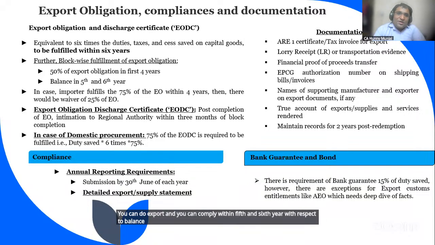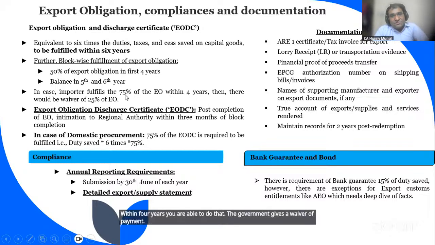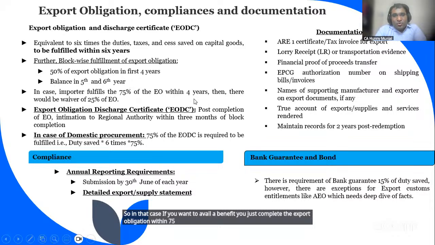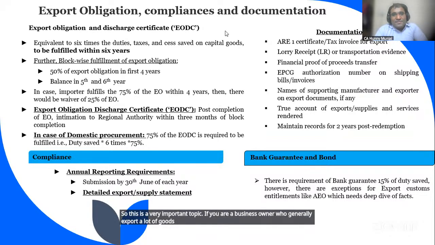In case you are a very good businessman, a very good exporter, and you are able to fulfill 75% of the export obligation within 4 years, the government gives a waiver of 25%. So, in that case, if you want to avail the benefit, you just complete 75% of the export obligation within 4 years, and the balance 25% would not be required. So this is a very important point. If you are a business owner who generally exports a lot of goods, you can take the benefit of this and comply within 4 years by just fulfilling 75%.